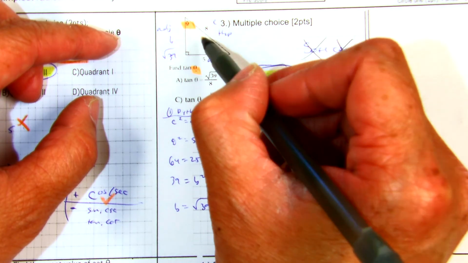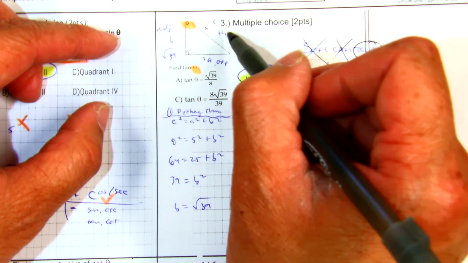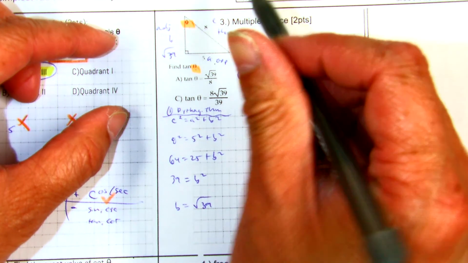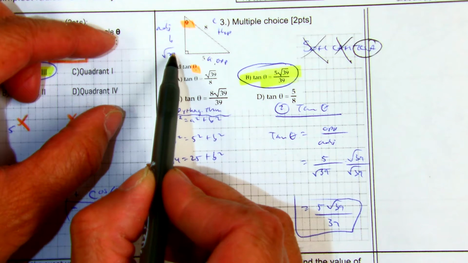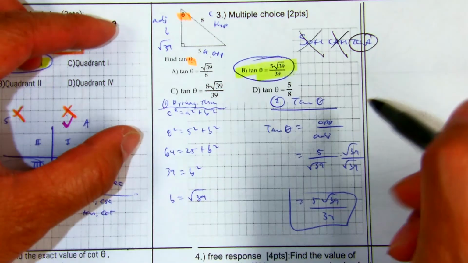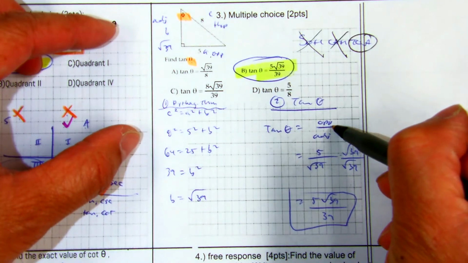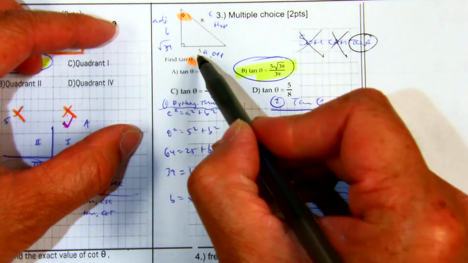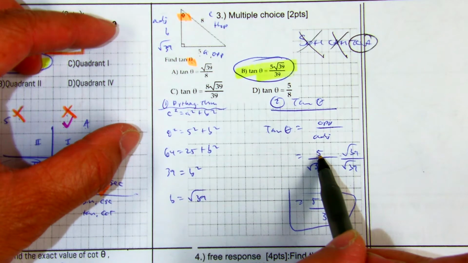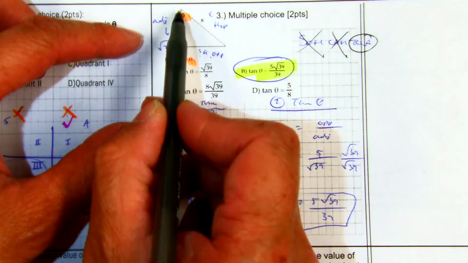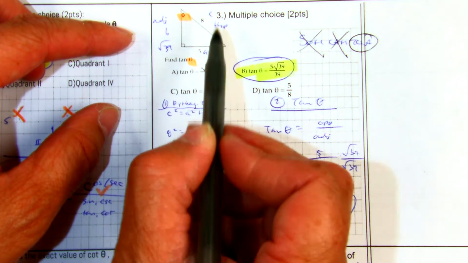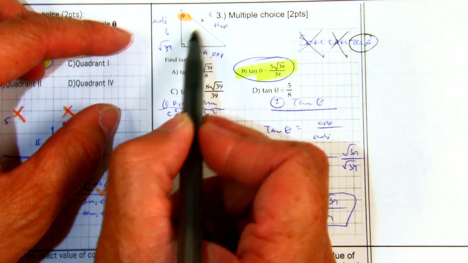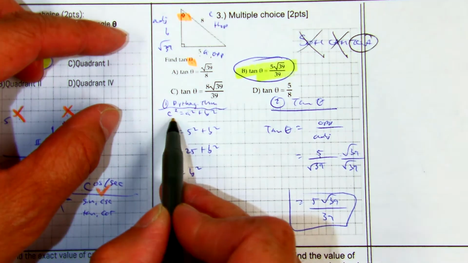Although we have it, we don't need this side for right now. To find tangent, I would have to be the opposite over the adjacent. My opposite side I found to be 5. And the adjacent side was unknown, so you would have to use the Pythagorean theorem. C, A, and B. C is the hypotenuse. C squared equals A squared plus B squared.